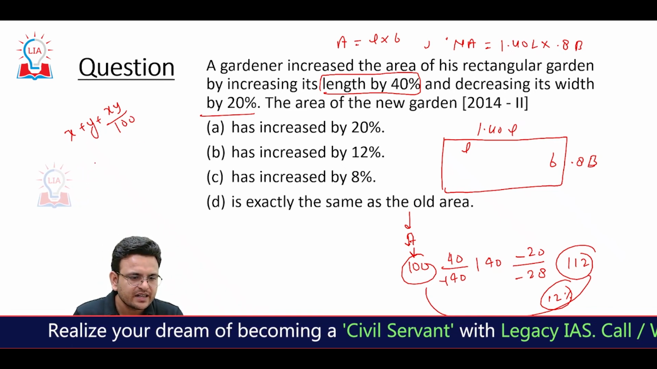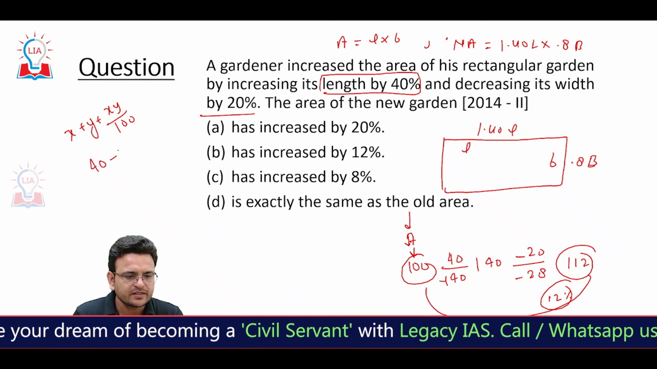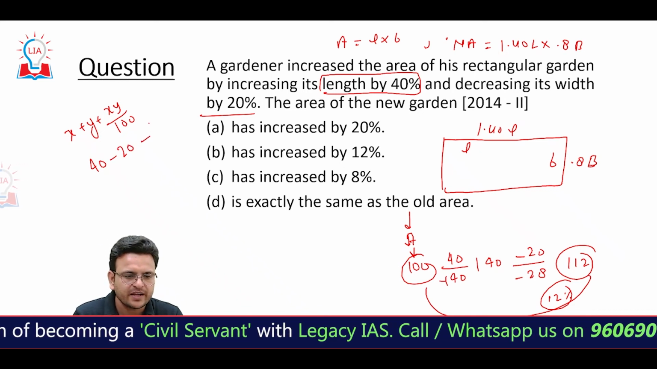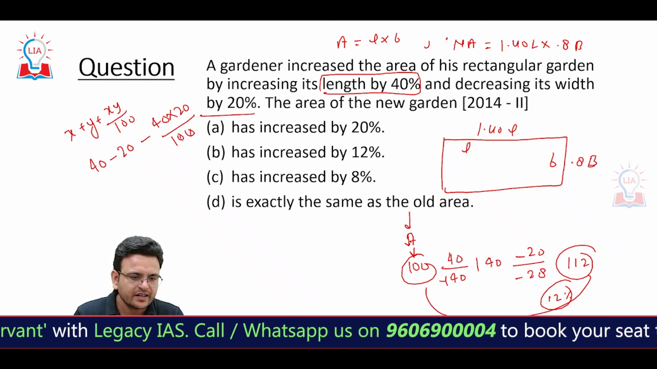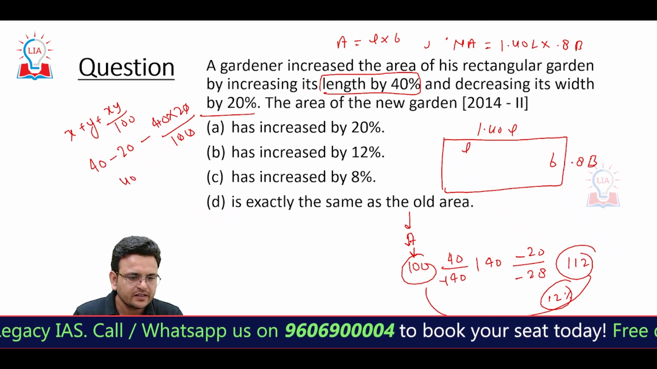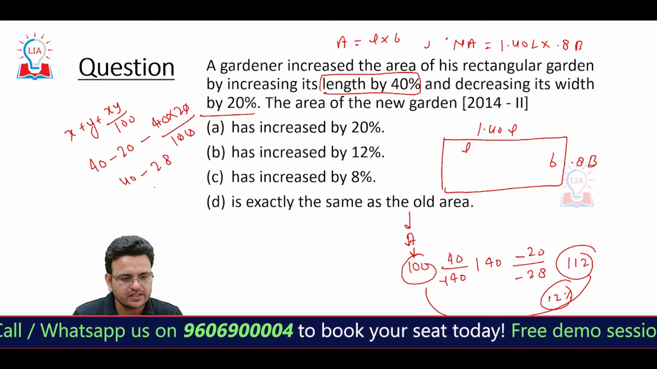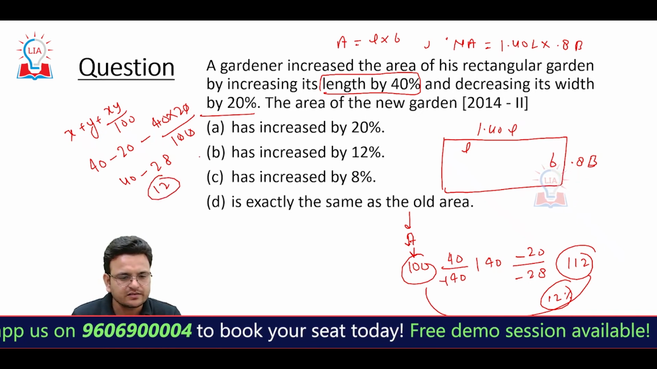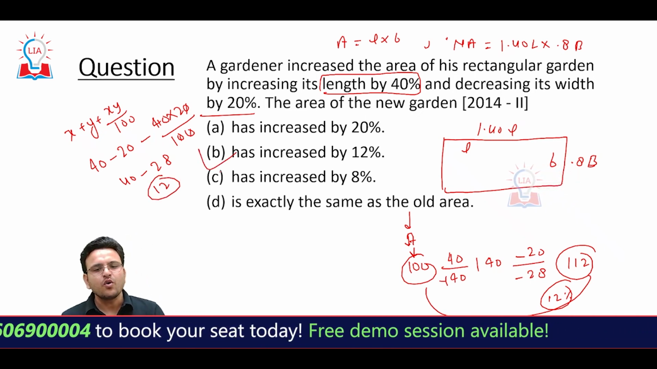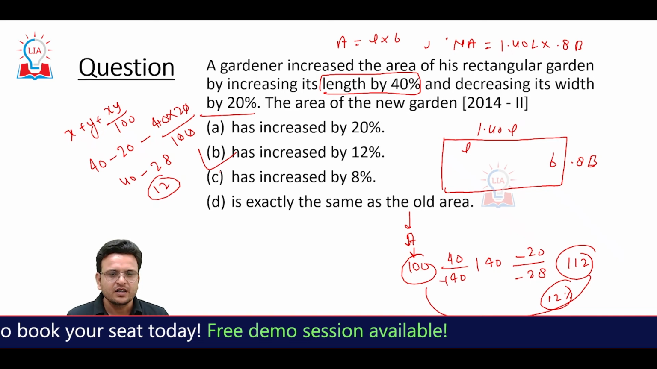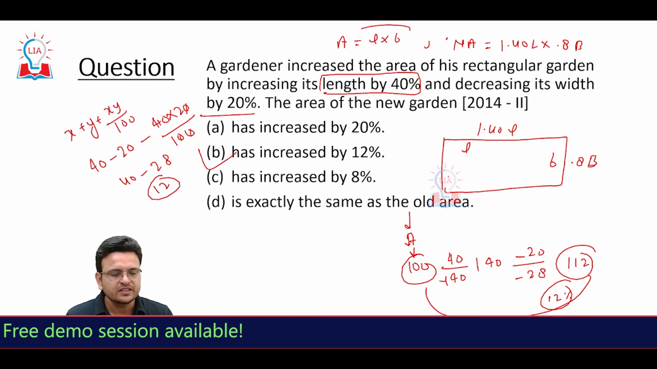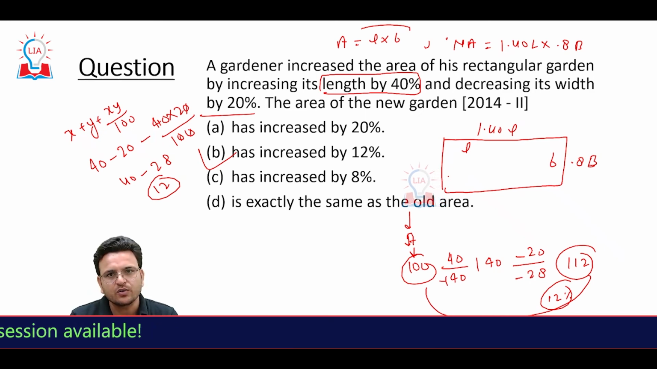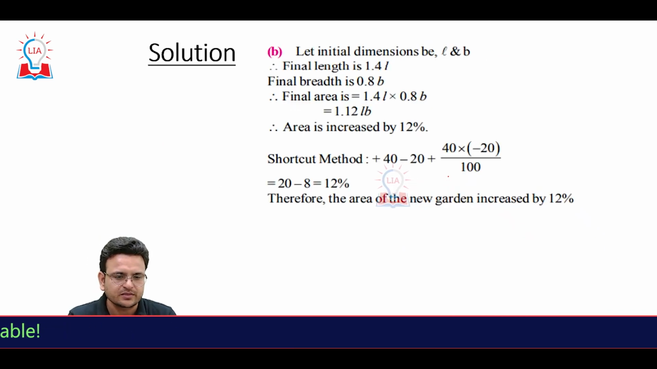Another way, we can assume x, we have the formula x plus y plus xy upon 100. Here we can say that length is increased by 40%, breadth is reduced by 20%, minus 40 into 20 upon 100. So it becomes 40 minus 28, it becomes 12%. So the answer will be 12%. So hope you are able to understand this particular question. We can solve this question this way also, and these two other methods are also there to solve this particular question.